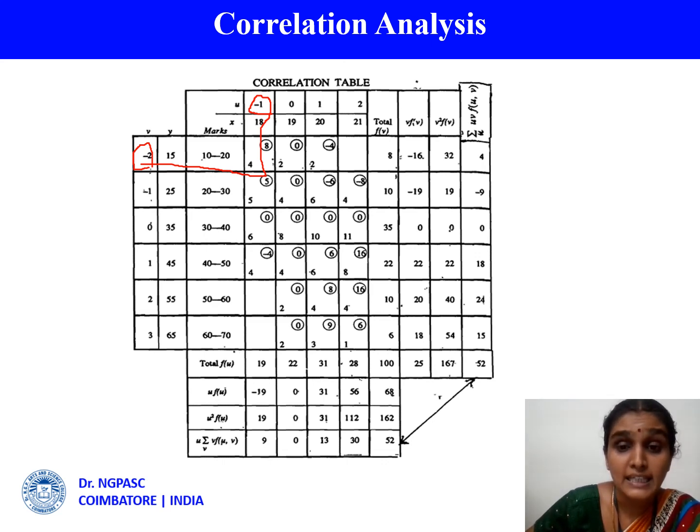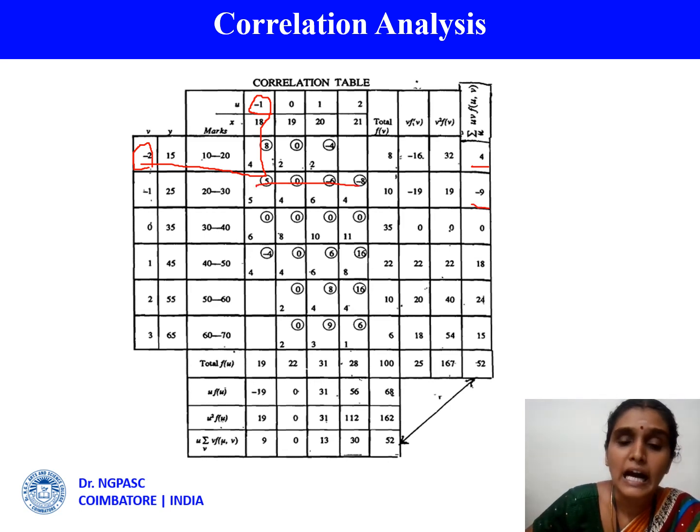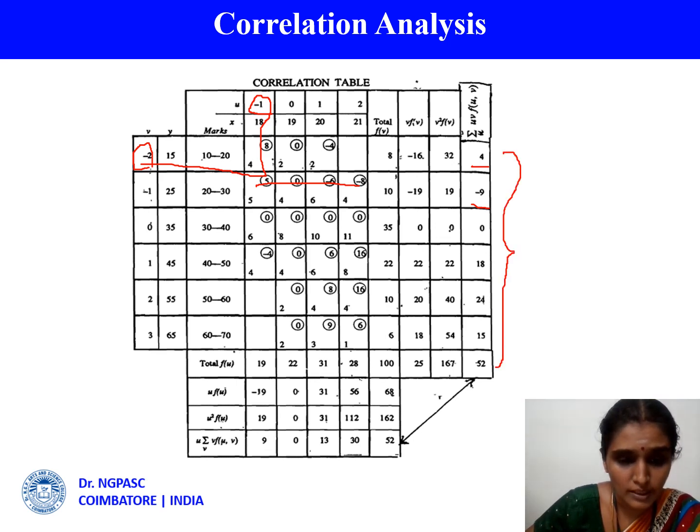After that we have to calculate the last row and the last column. It is the summation of uv into f of u comma v. For this we need the circled values. Here this 4 is obtained by adding the circled values 8, 0 and -4. Similarly, this -9 is obtained by adding these circled values. After adding the circled values in the row and column, we find the row total and the column total. They should be the same. Here it is 52, and here it is also 52. So we have completed the correlation table.